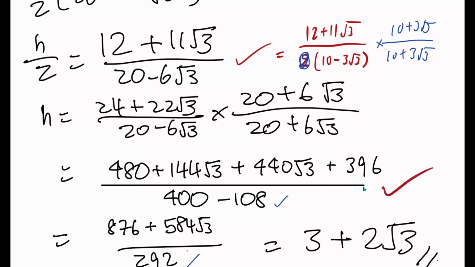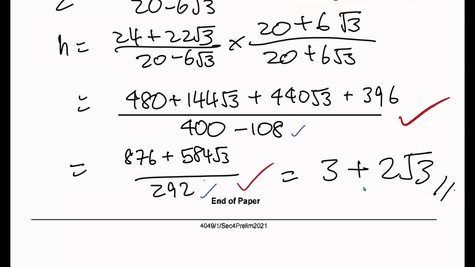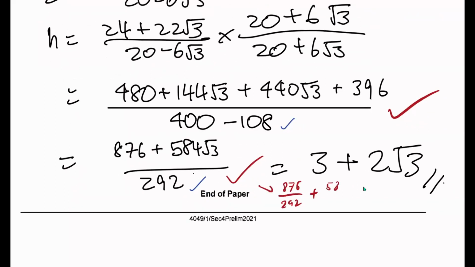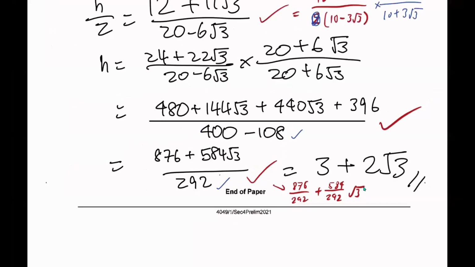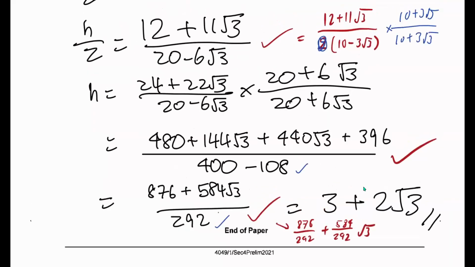Then just add the like terms, 480 plus 396, you get 876. 144 plus 440 root 3, you get 584 root 3. Good. Then from there, you just have to split it up. It becomes 876 over 292 plus 584 over 292 root 3. Okay, good. This one you can remember: multiply by the conjugate, top and bottom. Okay, 876 divided by 292, let's double check. You get a 3, good. And 584 divided by 292, you get a 2. Okay, very good. Your answer is fine.